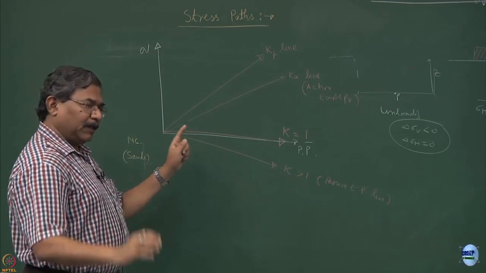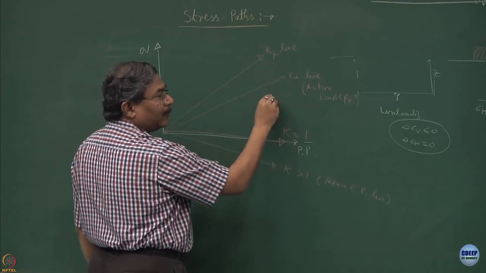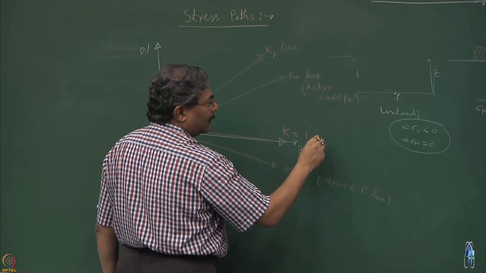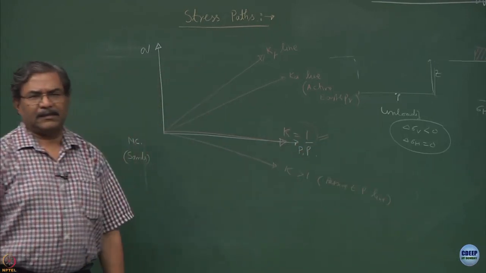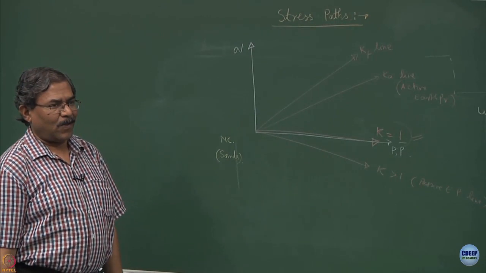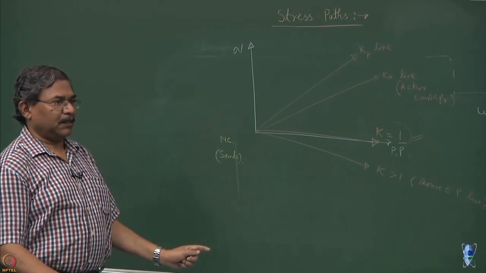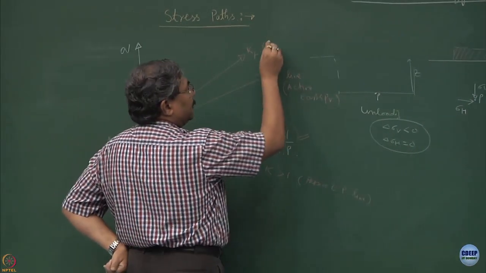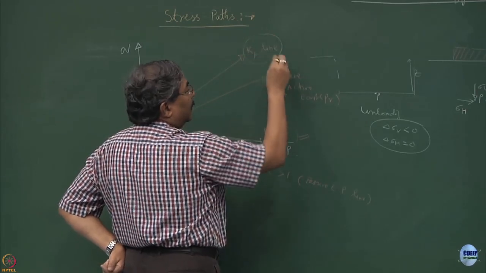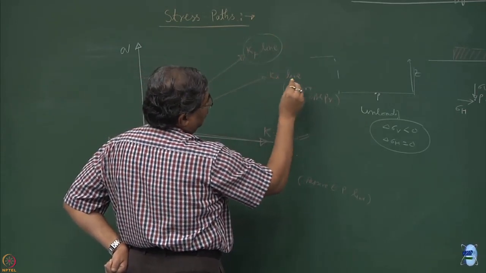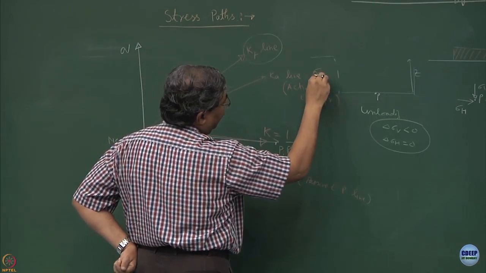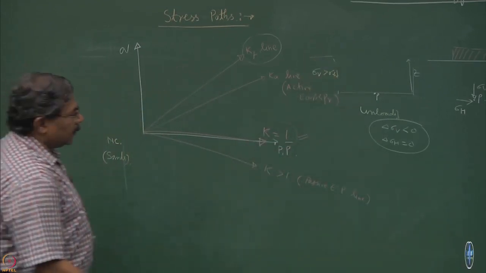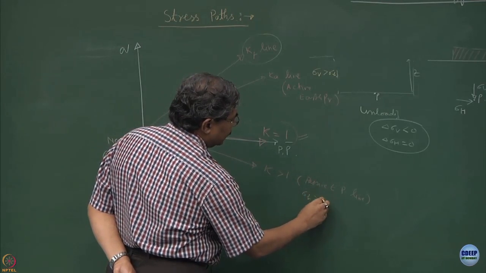Clear? Is this part clear? Each one of them is a failure line, except for this, because this happens to be the isotropic compression where the failure is not going to take place. Okay? Is this concept clear? This failure line corresponds to the situation that this is the material, clear? This is a situation where you have sigma V greater than sigma H. This is a situation where you have sigma H greater than sigma V.